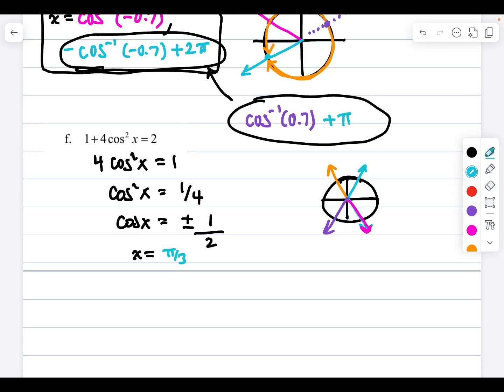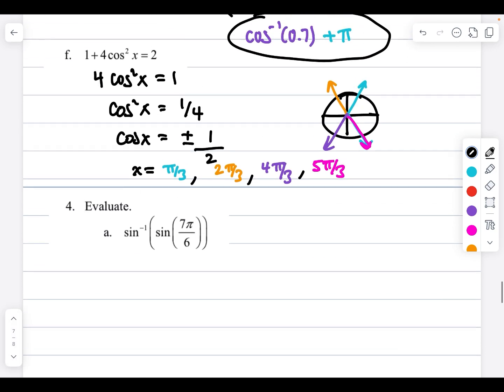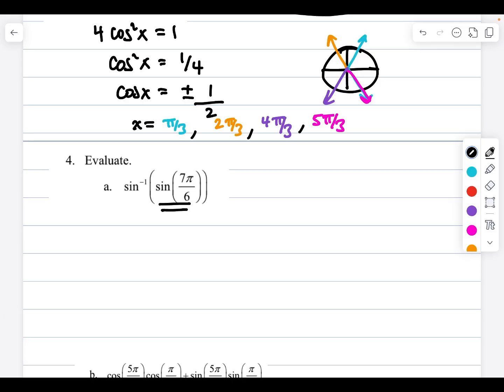Cosine is talking about the x coordinates on the unit circle. So cosine of these angles, the x coordinates are a half, but also negative a half. X equals pi over 3 is the angle in blue. 2 pi over 3 is the angle in orange. 4 pi over 3 is the one in purple. And 5 pi over 3 is the angle in pink.